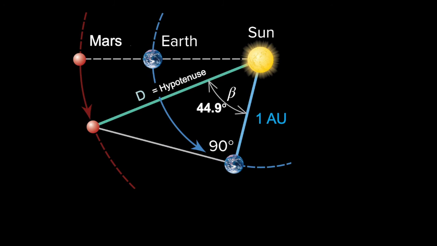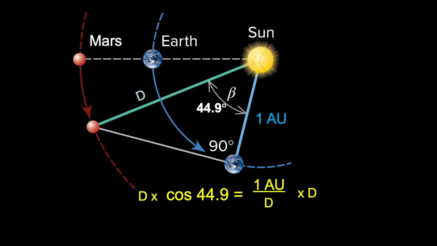Notice that D is the hypotenuse of my triangle, and that 1 AU is the adjacent side to the 44.9 degree angle. So remembering SOHCAHTOA, I know that I need to use the function cosine. So cosine of 44.9 degrees equals 1 AU, the adjacent side, divided by D, the hypotenuse. I can multiply both sides by D.